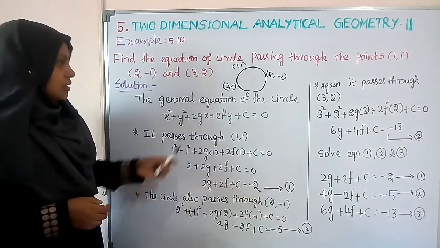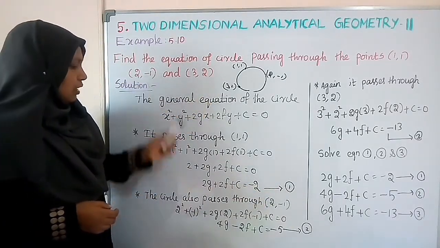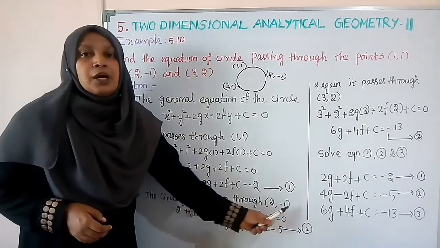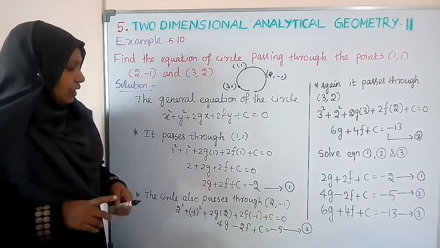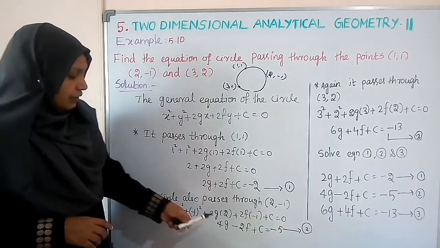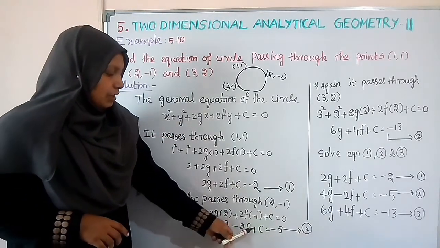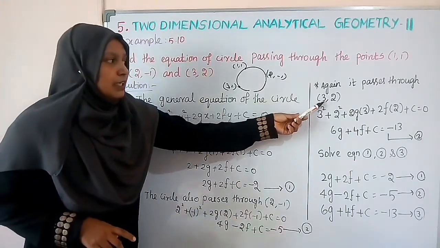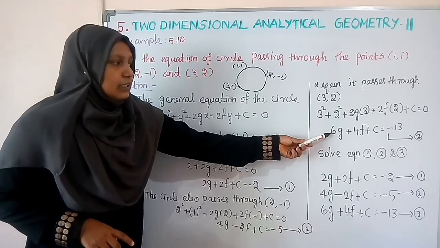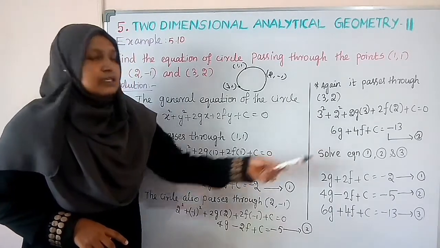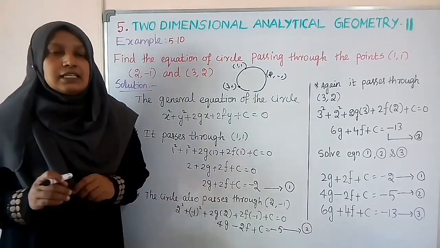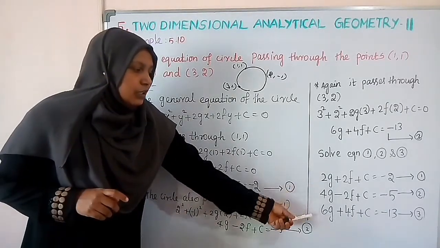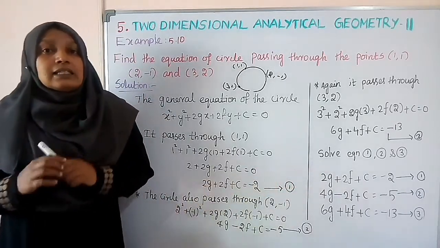Okay. Now substitute the second point, 2 comma minus 1. So I written here the circle also passes through 2 comma minus 1 and substitute it for x and y in the general form. Then we are getting 4g minus 2f plus c is equal to minus 5. Similarly, we are substituting the third point. We are getting the equation as 6g plus 4f plus c is equal to minus 13. So these are our three equations. Here we are going to solve these three equations.